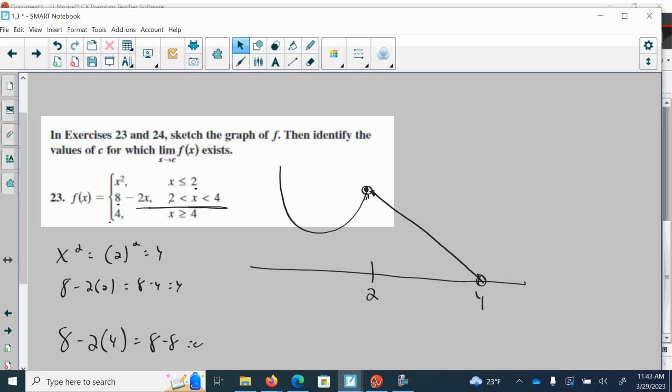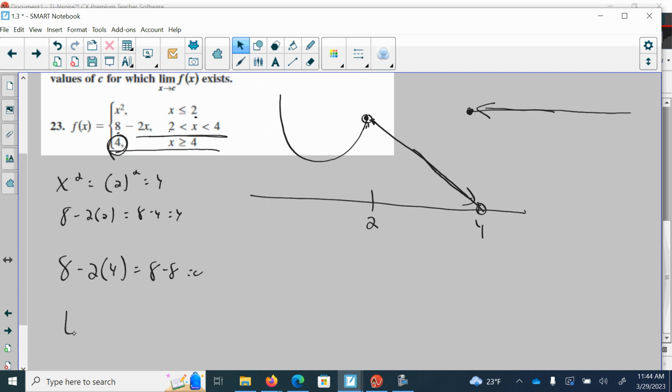And then the next part of the graph is equal to 4. Well, if it's just equal to 4, what is that? Horizontal line. So at 4, I go closed circle because it's equal to. As I'm approaching 4 from the left, it looks like it's 0. As I approach 4 from the right, it looks like it's 4. Does that limit exist? No. So the limit does not exist at 4. It exists everywhere else but 4. Does that make sense? Yes.